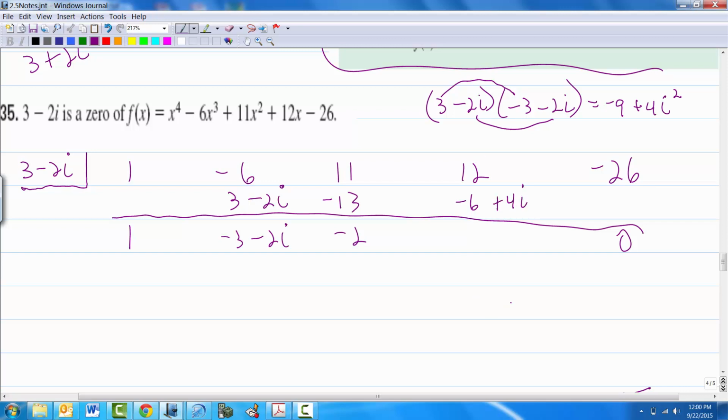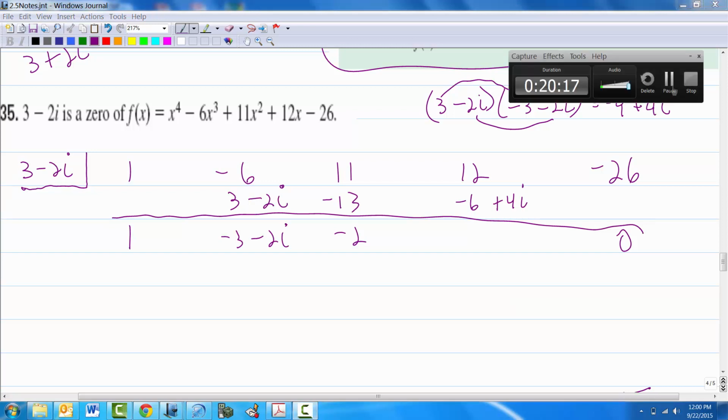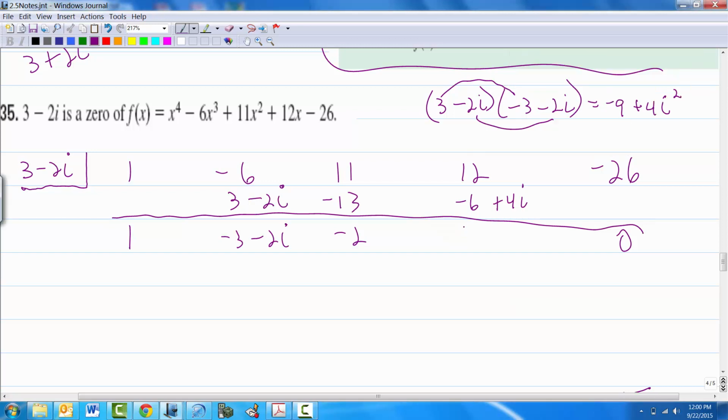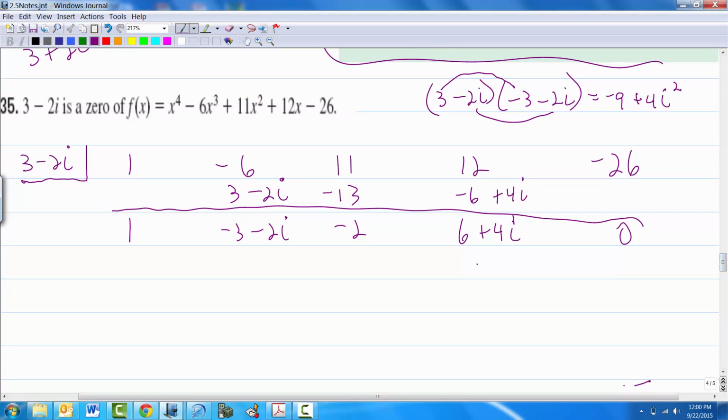I think I did something wrong. Hold on. I didn't do anything wrong. I never do anything wrong. 6 plus 4i. All right, and then I need a spot to do this one. Maybe I'll write it and then I'll erase it, because there's a reason I'm doing what I'm doing. All right, so 3 minus 2i times 6 plus 4i.